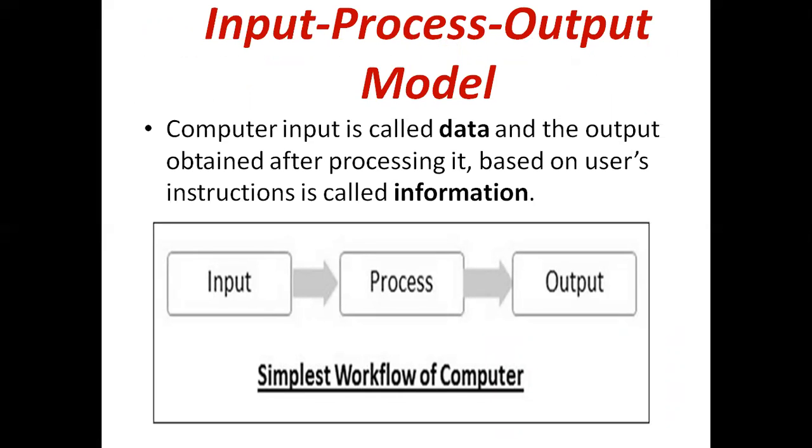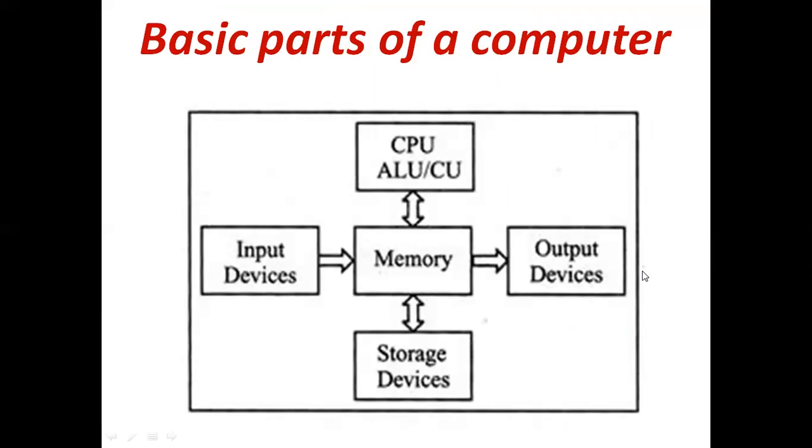The simplest workflow of the computer is this: how the computer is working. So input devices, output devices, in between we have the processor. Input is received from the input devices. It will process according to the user instruction. Finally it will give the output in the desired format. So these are all the basic parts of the computer: input device, output device, then CPU, control unit. This is the main unit which controls all the activities of the computer in the memory.